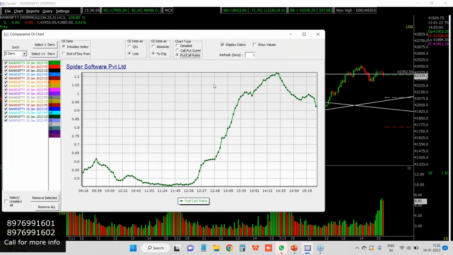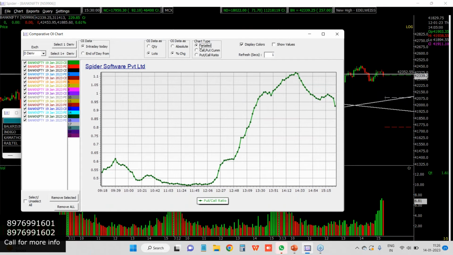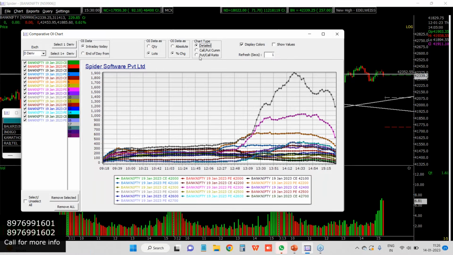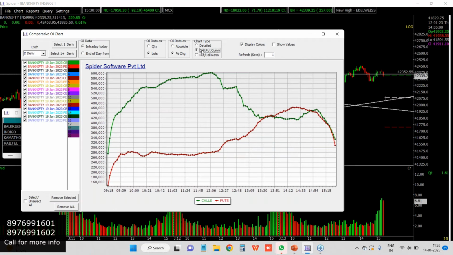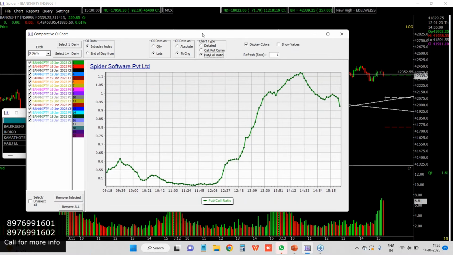So this was the comparative OI chart. Again, I'm repeating, you should always keep this on, because whenever the data comes, it will get refreshed automatically. You don't have to click on refresh every time. When you're checking detail, keep it in percentage. When you're checking call put cumulative, this is the data that you want: both of them going in opposite directions to give us a strong signal. And next is put call ratio. I hope it is clear how to use the comparative OI chart.